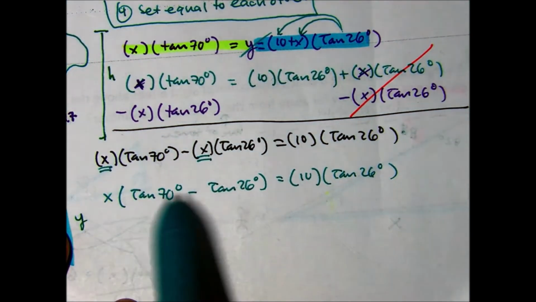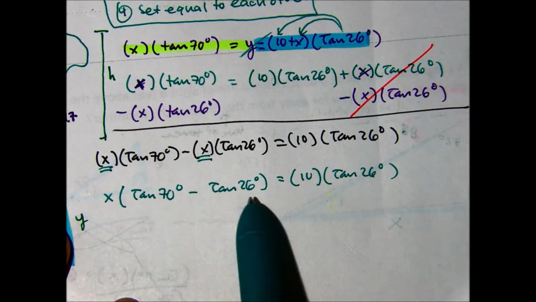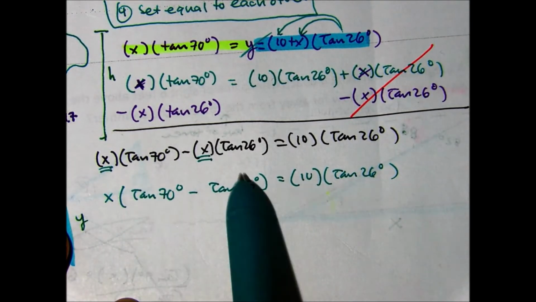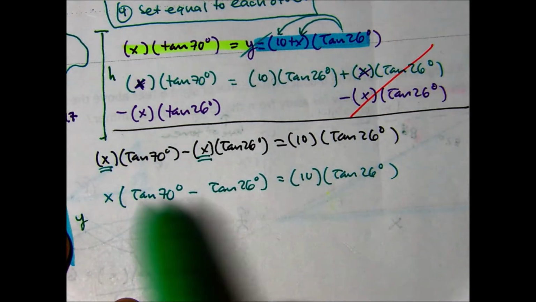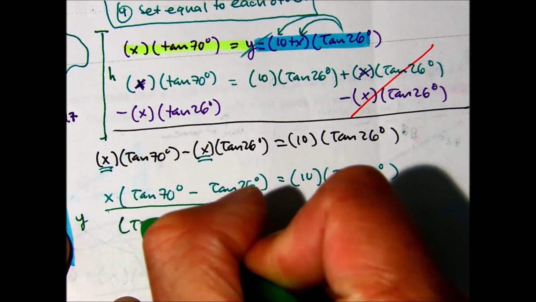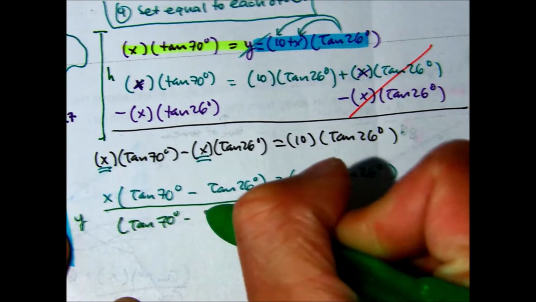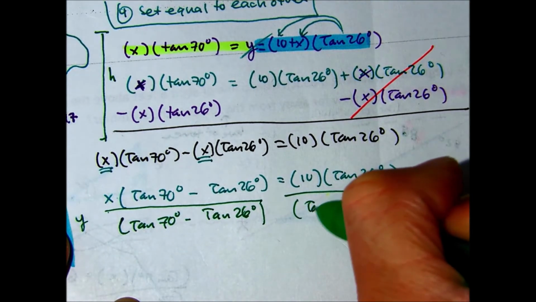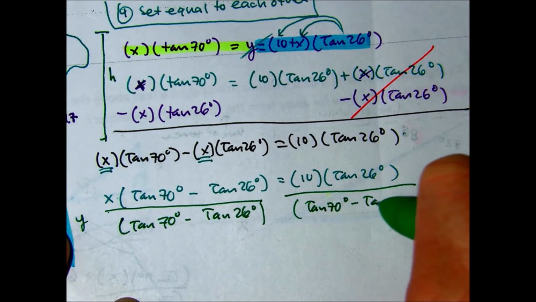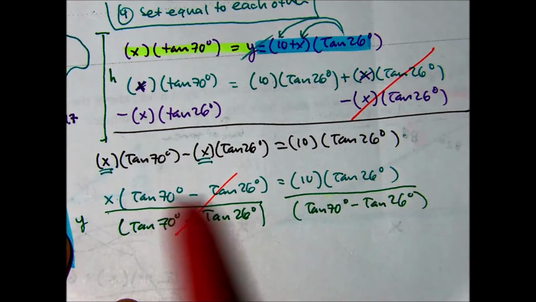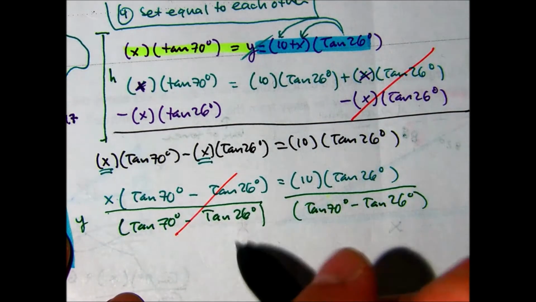Remember, do not be tempted to subtract 70 minus 26 to get something like 44, tangent of 44. That would be wrong. These are evaluated separately. But I want to get x by itself, so this is multiplication. So I'm going to divide both sides by tangent of 70 minus tangent of 26. These expressions will cancel, and then I'm left with a calculator-ready equation.